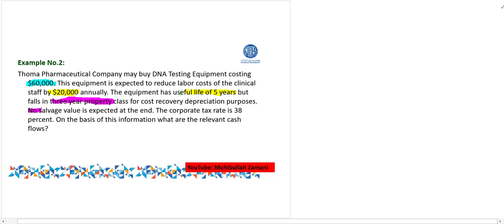Is there any salvage cost? No, there is no salvage value. Is there any tax? Yes, tax is available definitely. But some information is not available for us here. See, let me point out the information which we have here.